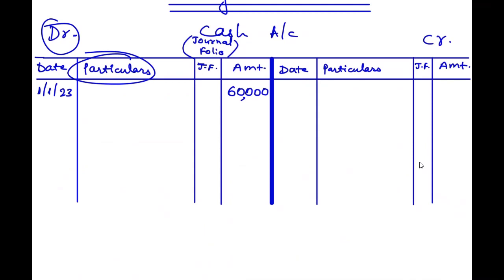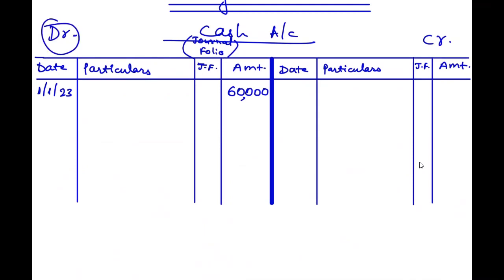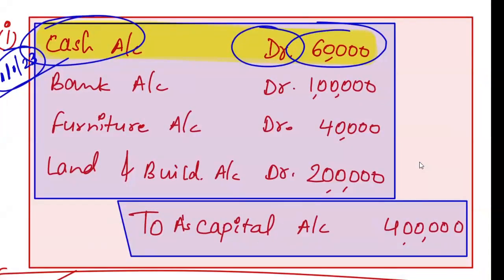Now in particulars, what should I write? See, we are making the cash account. Whatever the reason for which the cash account is being debited, that account needs to be mentioned over here. I will repeat. By what reason has the cash account been debited? Just see, it is debited because A has introduced his capital.